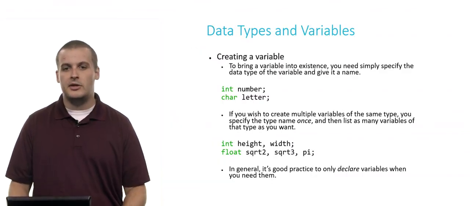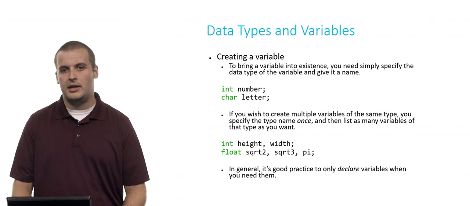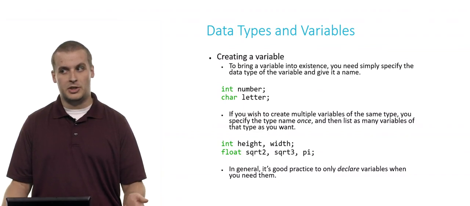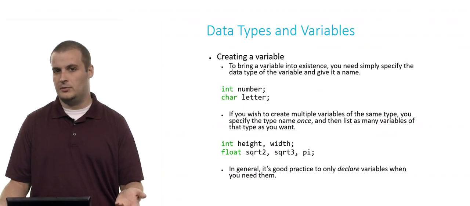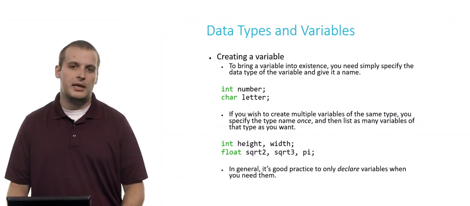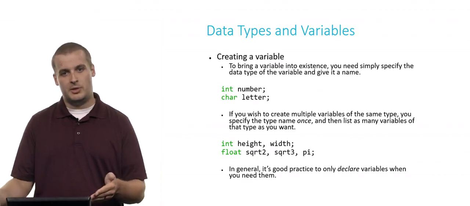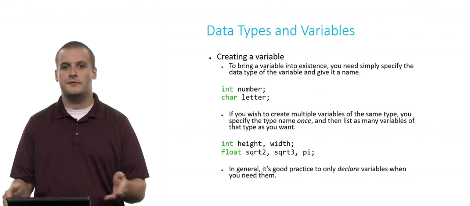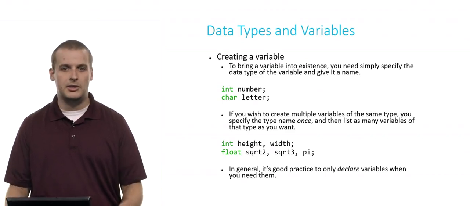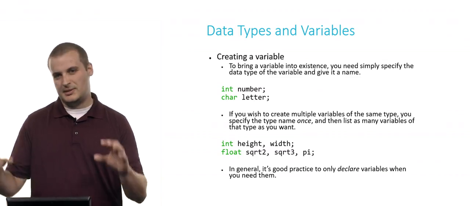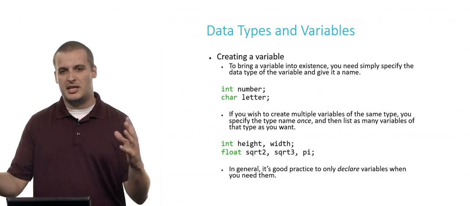Similarly here, I can create three floating point values at once. I can maybe create a variable called square root of 2, which presumably will eventually hold the floating point representation of the square root of 2, square root of 3, and pi. I could have done this on three separate lines, float square root 2, semicolon, float square root 3, semicolon, float pi, semicolon, and that would work too. But again, I can just consolidate this into a single line of code. Makes things a little bit shorter, not as clunky.